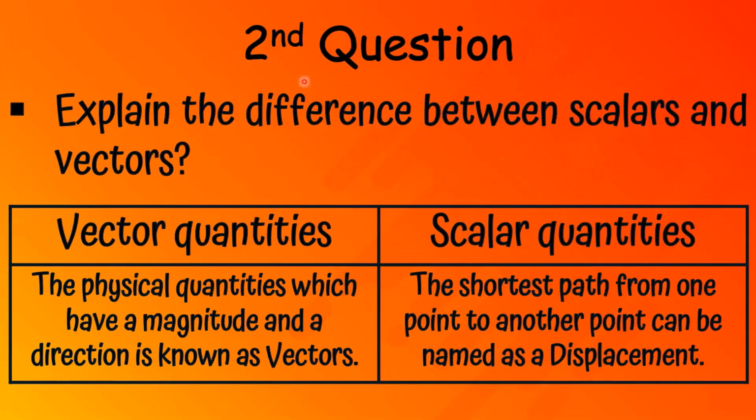This is second question, Roman number 1. Explain the difference between scalar and vector quantities. Vector quantities are the physical quantities which have a magnitude and a direction. The physical quantities which have magnitude and a specific direction are known as vector quantities. And scalar quantities are the physical quantities which have a magnitude only, no specific direction.